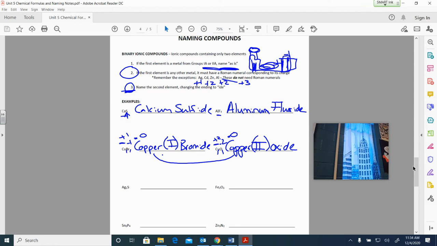Let's scroll down to here. So we have Ag, which on the periodic table is silver. Again, I think that's in the middle section. It's like over here. Silver's in there. So I'm thinking I need Roman numerals.